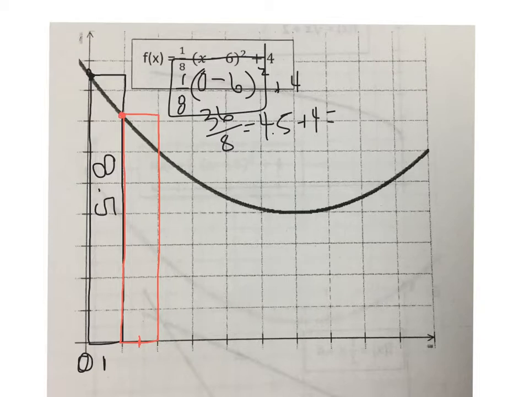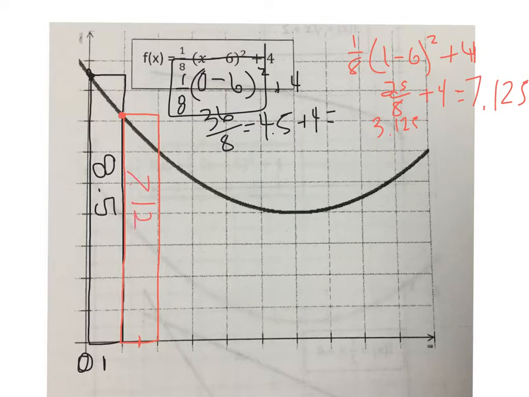When x is 1, 1/8 of (1 minus 6) squared plus 4. That's 5. 5 squared is 25. So 25 divided by 8 plus 4. 25 over 8 looks like 3.125. So I would buy that this is 7.125, the y value, and thus the area.